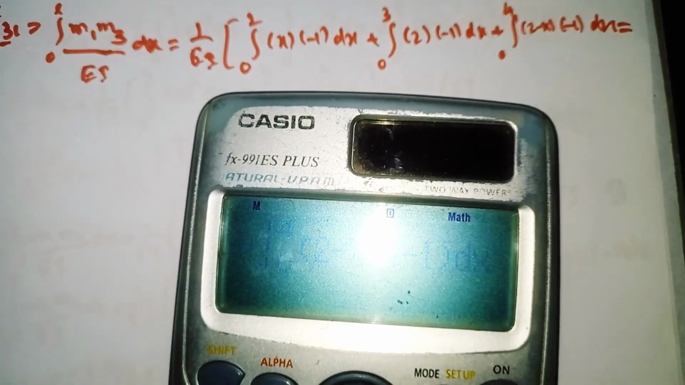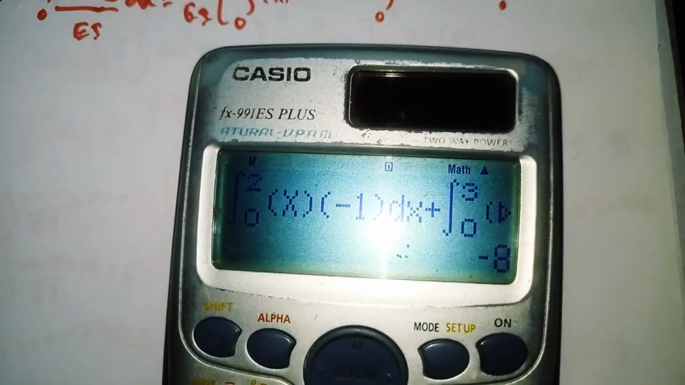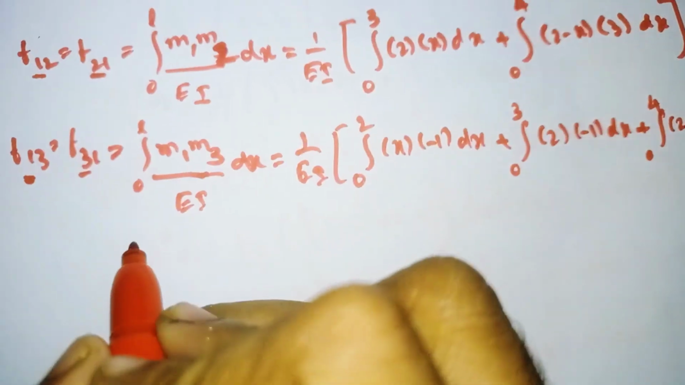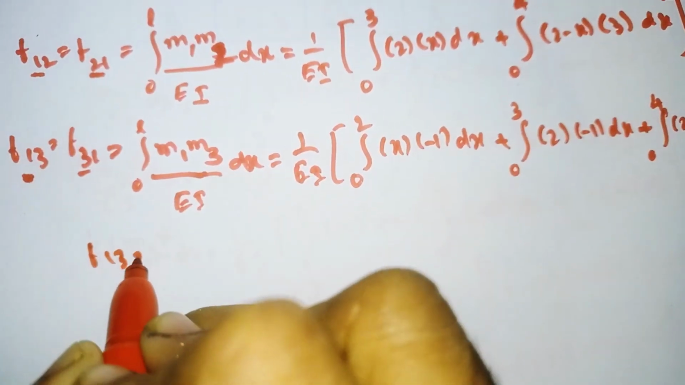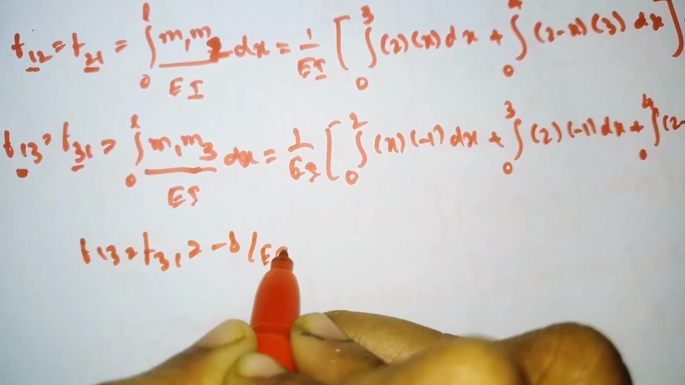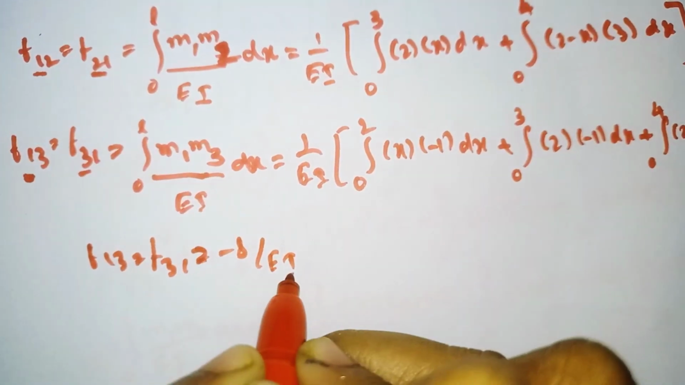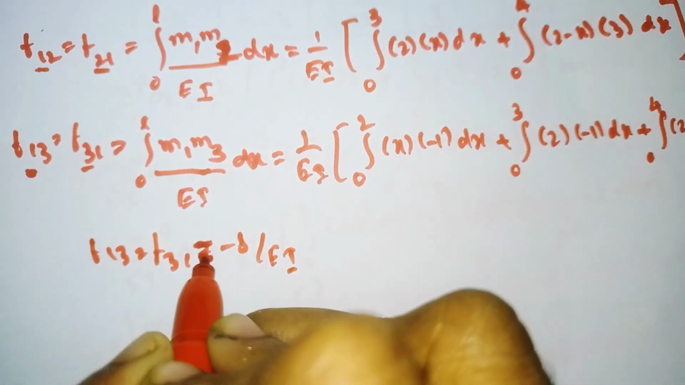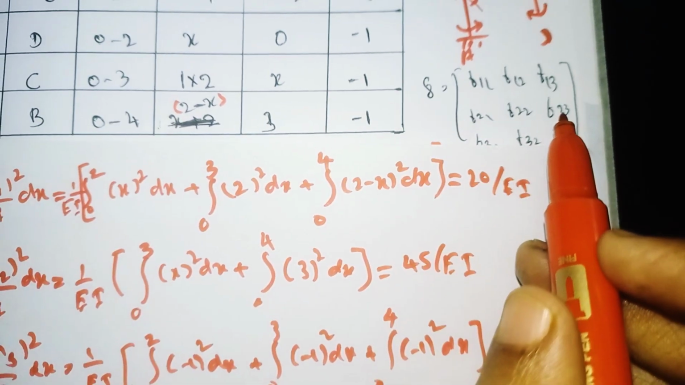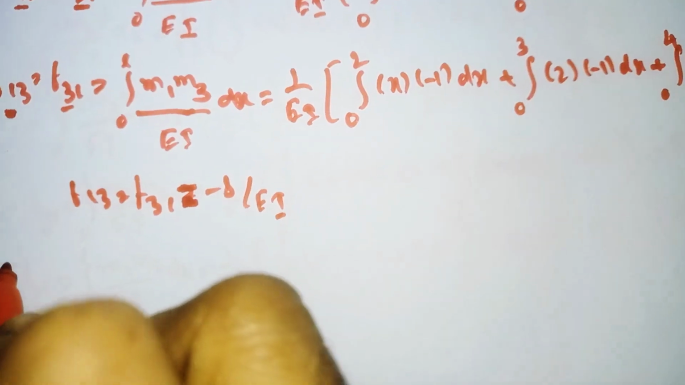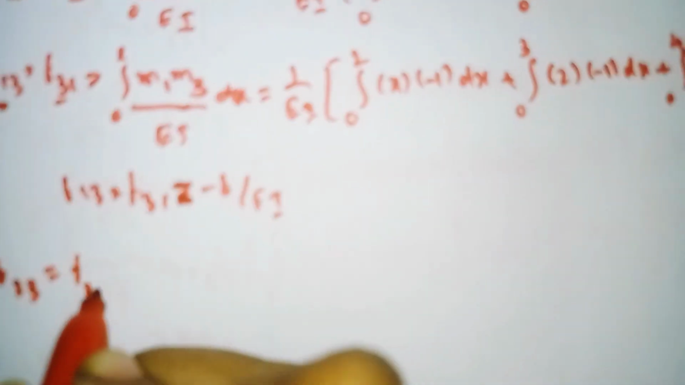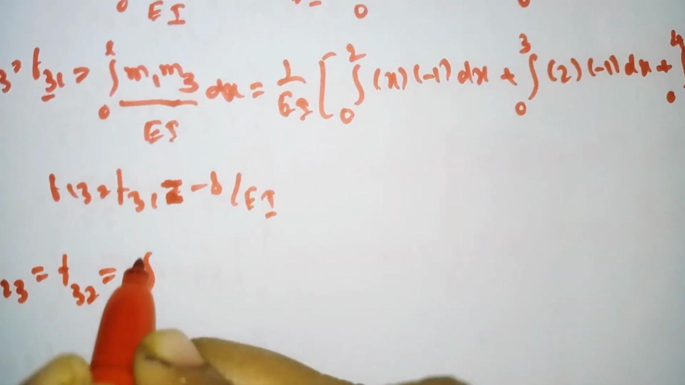So now solving it, our f13 and f31 come out as minus 8. So write it here, f13 is equal to f31 is equal to minus 8 divided by EI. So now similarly, we need to calculate f23 and f32. For this we have the formula f23 is equal to f32 is equal to integration of 0 to L.